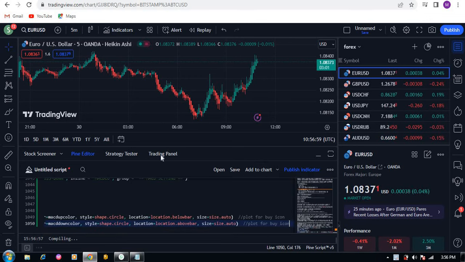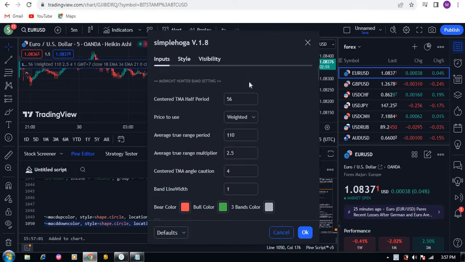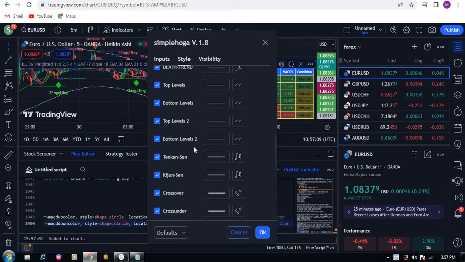chart. It is compiling and add it into chart. Just go to the settings. Okay, go to style and we do not need the table.